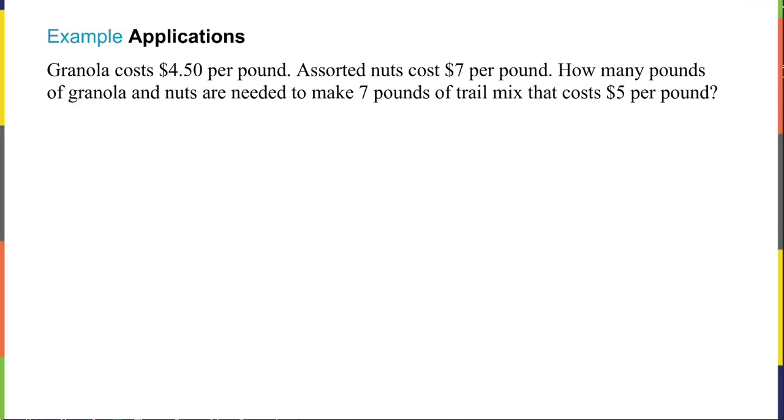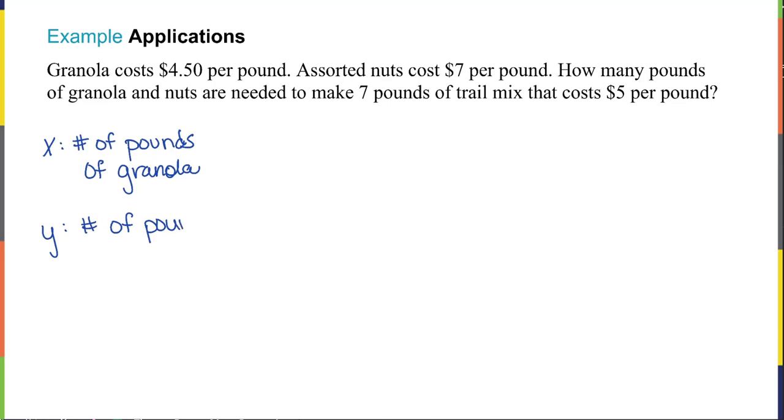All right. Okay, so let's look at one last example. Granola costs $4.50 per pound. Assorted nuts cost $7 per pound. How many pounds of granola and nuts are needed to make 7 pounds of trail mix that costs $5? So we have two unknowns. We have what we'll call X, the number of pounds of granola. And Y will be the number of pounds of nuts.